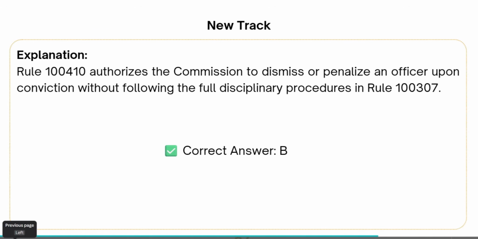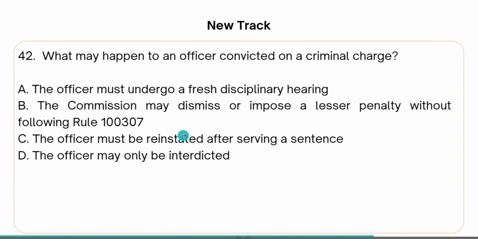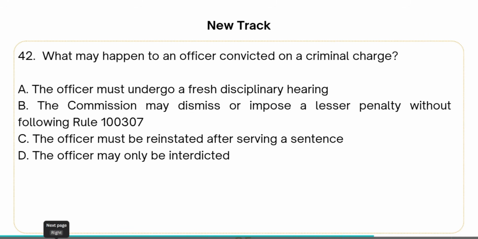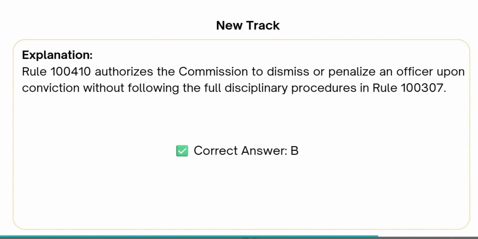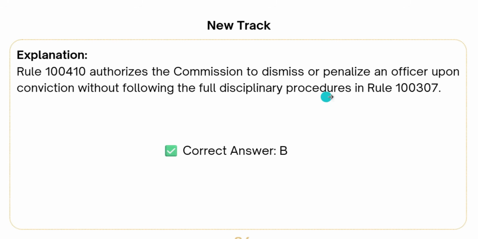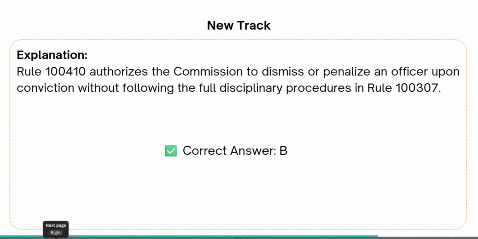The right option is option B, and option B says the commission may dismiss or impose the lesser penalty without following the rule in paragraph 7 of section 3. So Rule 10004 paragraph 10 authorizes the commission to dismiss or penalize an officer upon conviction without following the full disciplinary procedures in Rule 03 paragraph 7, option B.